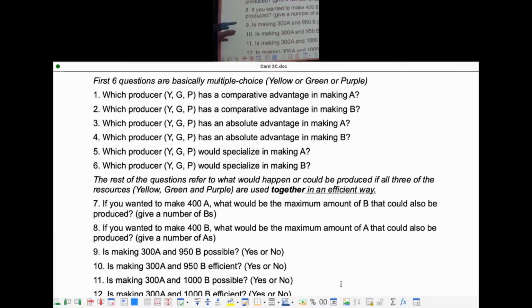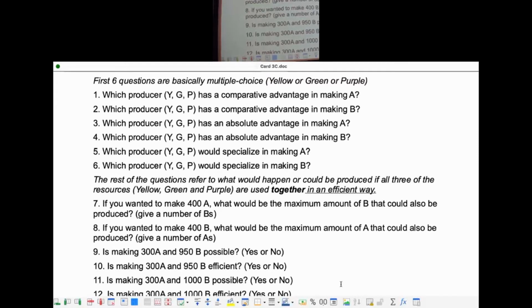So is making 300 A's and 950 B's possible? And for that it's just yes or no. Even if you don't know what you're doing, just guess because you have a 50-50 chance of getting it right. Question number 10: is making 300 A's and 950 B's efficient? So again, just yes or no. Number 11 is making 300 A's and 1,000 B's possible? Is that yes or no? By the way, if the answer to number 11 is yes, then for sure the answer to number 9 is yes.